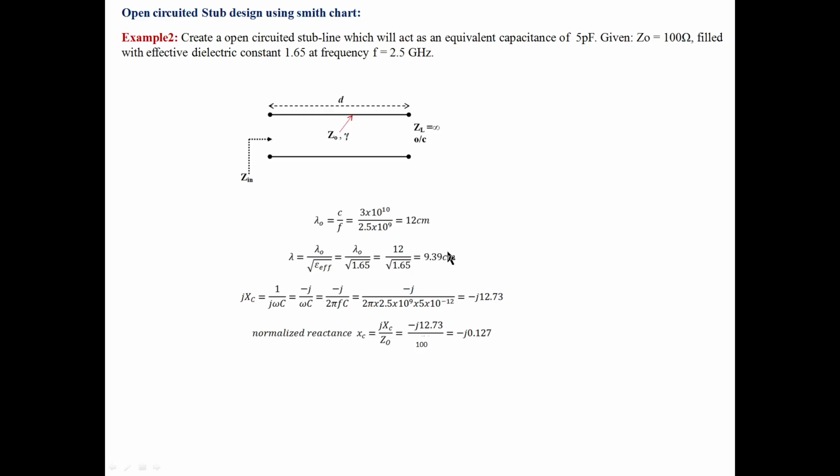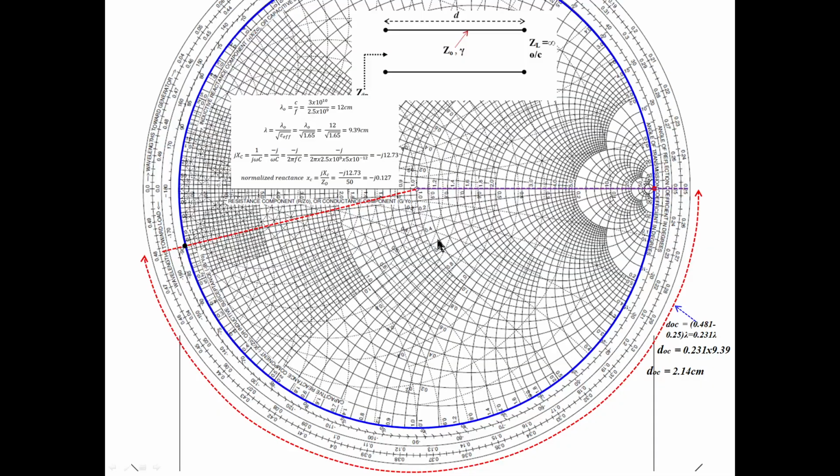So with an open circuited stub, the only difference is that you should find the length from here. You should start from here and move like this until you reach your required value of reactance. It may be positive or negative, whatever it is. Here we needed negative 0.127, we stopped here. If it is some other value, for example plus 0.127, then you should not stop here, go further, go like this.